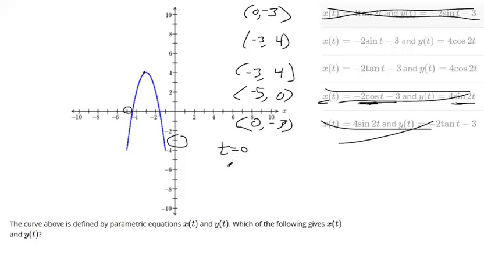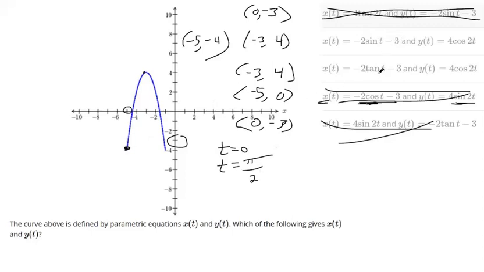Let's try something else that's easy with radian measurement. We can plug in pi over 2, 90 degrees, to test these out. And if you do that, sine of pi over 2 is 1, so this is going to be negative 5 on the x. Pi over 2 times 2 is pi. Cosine of pi is negative 1. Negative 1 times 4 is negative 4. And that's possible. Negative 5 on the x, that does look like it crosses at negative 4 on the y, so we can't eliminate this one.